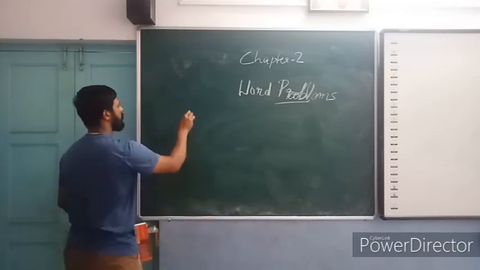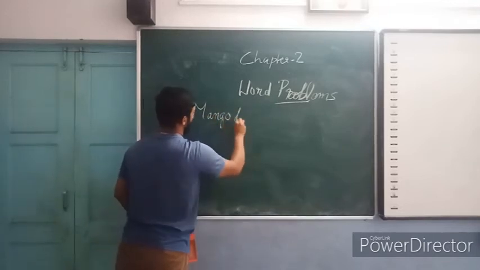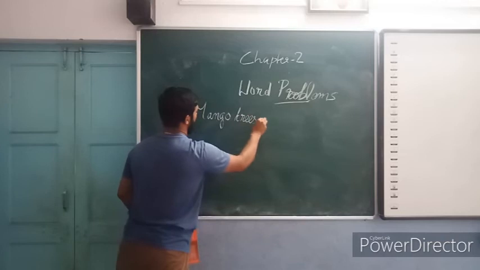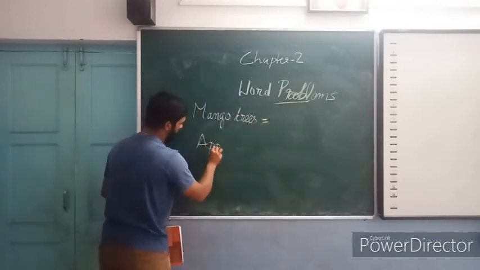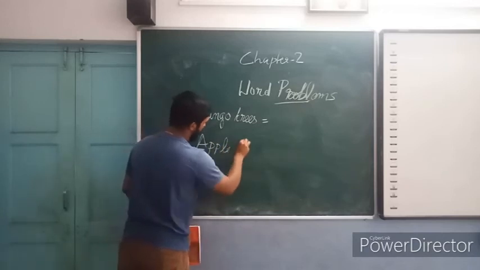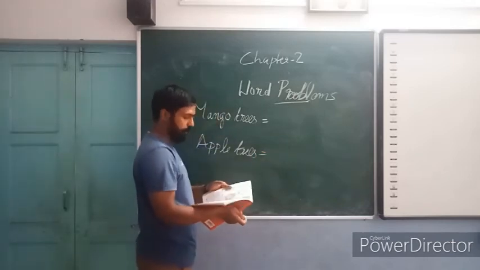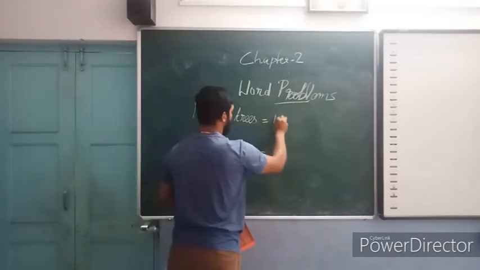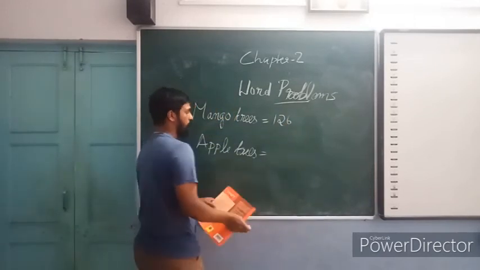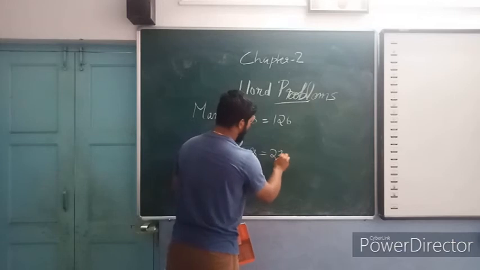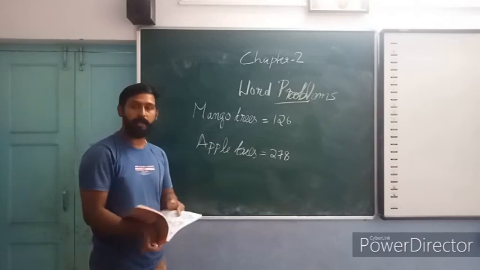So how many mango trees? There are mango trees as well as apple trees. Okay, so let us write those names of the trees. So apple trees as well as mango trees. So how many mango trees are there? There are 126 mango trees. And how many apple trees are there? 278 apple trees. So the question is, how many are there in all?